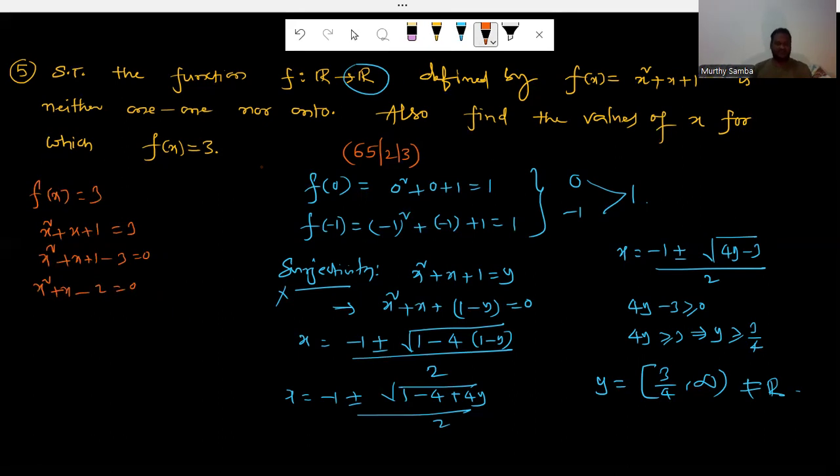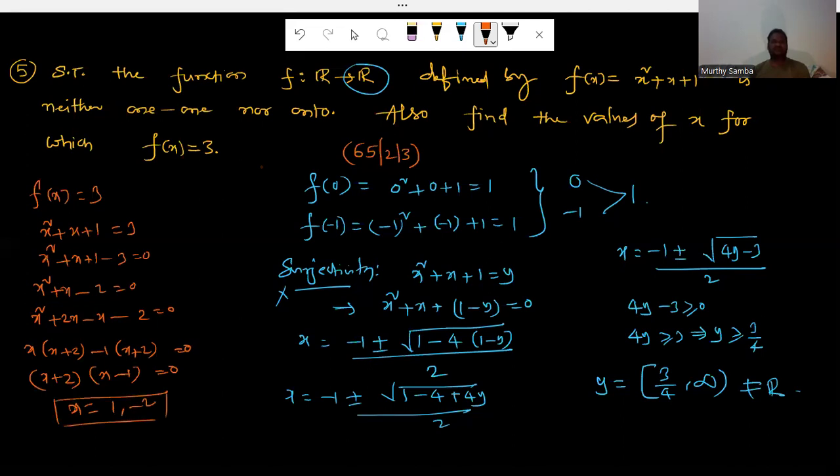I think this quadratic equation can be factorized easily by using the splitting middle term method. So x square plus 2x minus x minus 2 is equal to 0. So x into x plus 2 minus 1 into x plus 2 is equal to 0. Therefore, you can say that x plus 2 times x minus 1 is equal to 0. Therefore, x is equal to 1, minus 2. So the values of x satisfying f of x is equal to 3 are 1 and minus 2. Hope you understand. So that way you can answer the problem.